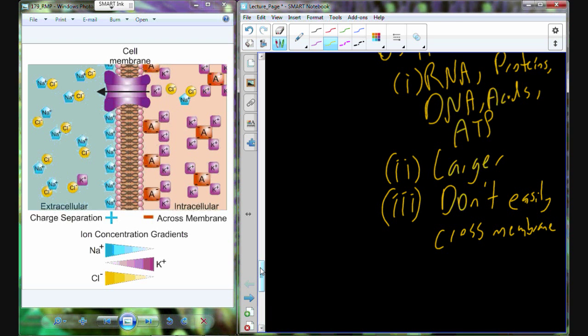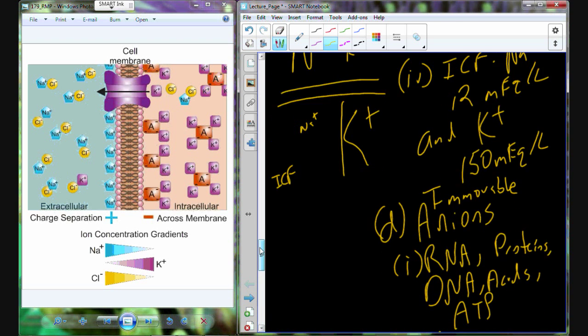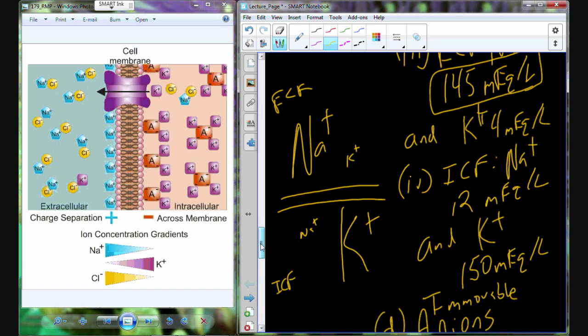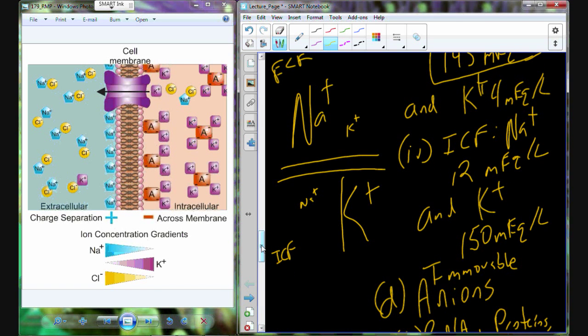Okay? So if I go back to the picture that I just drew here, got my extracellular fluid and my intracellular fluid. There's actually more positive charges here if we just reference electrolytes inside the cell versus outside the cell, but then we have that big negative influence from our immovable anions. And so that brings it down to about minus 70 millivolts.